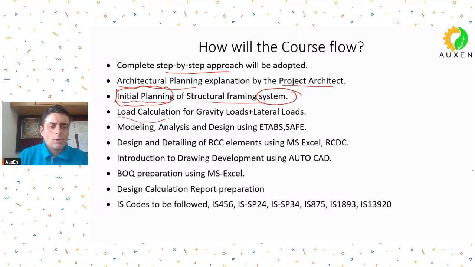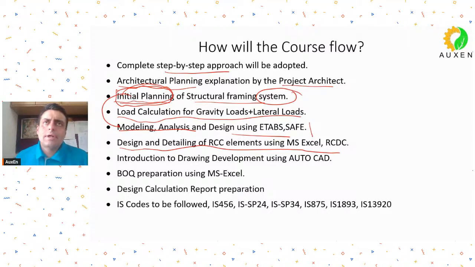Then we will do the load calculation for gravity loads plus lateral loads. Once the initial planning is done, we will start with the modeling, analysis and eventual design using ETABS or SAFE. Of course, you can do the same thing in STAAD also, but in this course, we will be doing it using ETABS and SAFE. Once modeling, analysis and design are done, either you can take the design outputs from ETABS itself, or you can do the design and detailing using Microsoft Excel spreadsheets, or by using the RCDC software. So, that we will be doing.